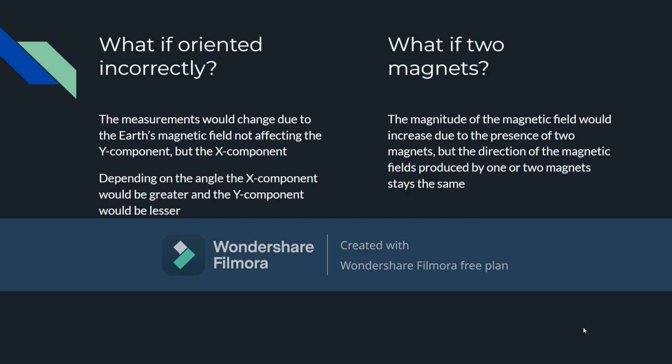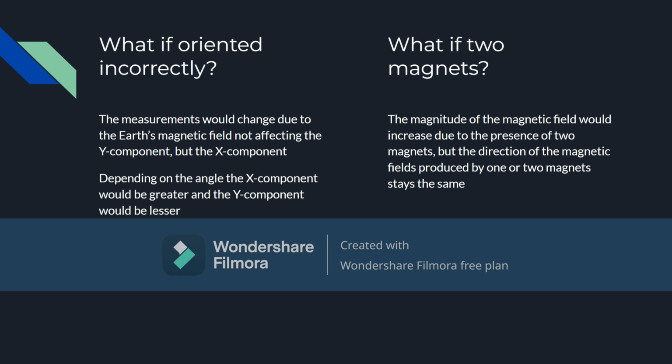What if it was orientated incorrectly to the Earth's magnetic field? The measurements would change due to the Earth's magnetic field not affecting the y component but the x component instead. Depending on the angle that we do to the Earth's magnetic field, the x component would be greater and the y component would be lesser.